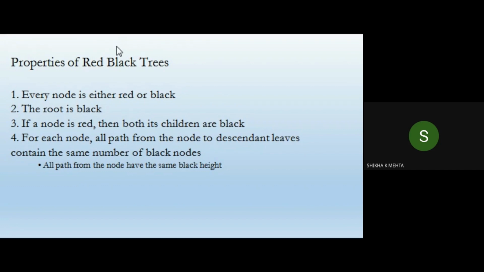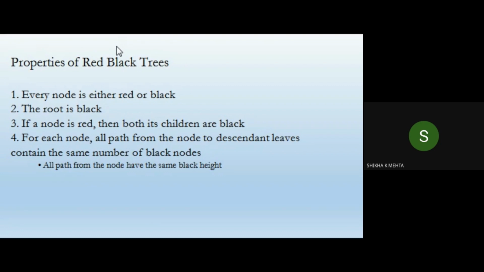So this is an important property. Most of the time, the first two properties are not violated, right? Because the root is the first node to be created, so we can color it black. And all the nodes will be either red or black. So the first two properties are not violated most of the time. The property which is violated is case number 3.